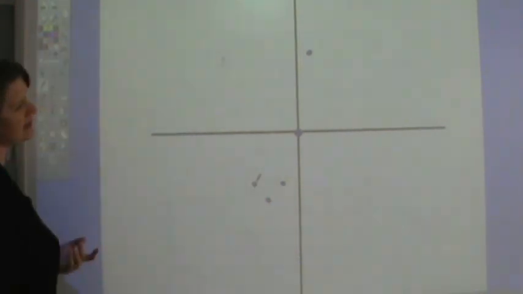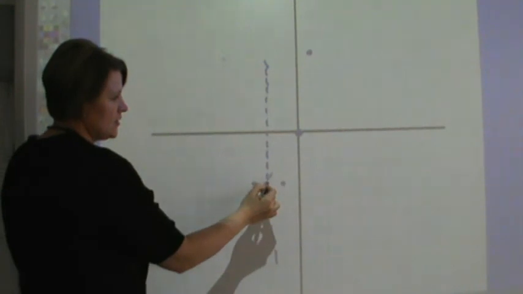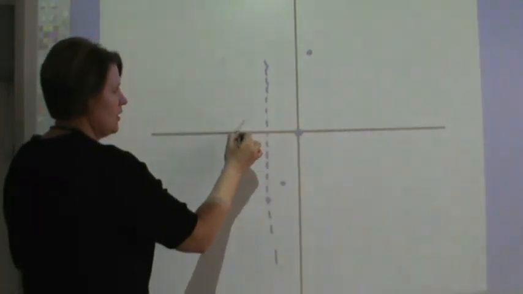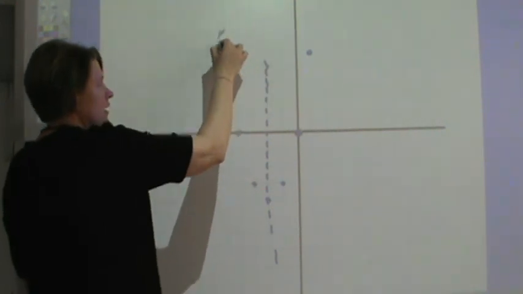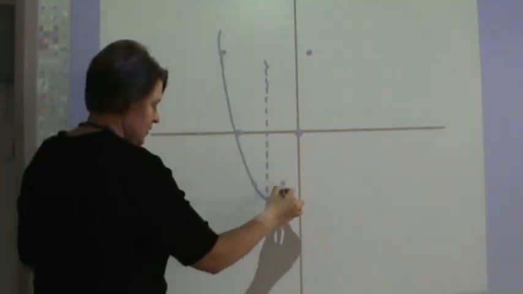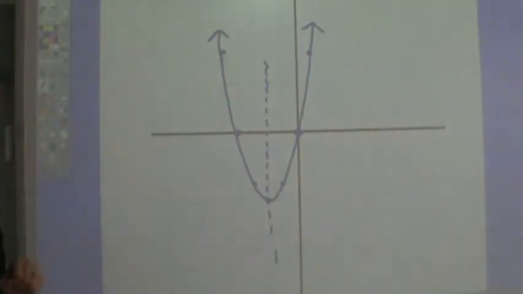Okay, so now we can see that our line of symmetry is right here. Okay, so if this is 1 away, this is 1 away, this is 2 away, this is 2 away, this is 1, 2, 3 away. And then we can just go ahead and draw on the rest of those points. Okay? Yep, and that does it for us.